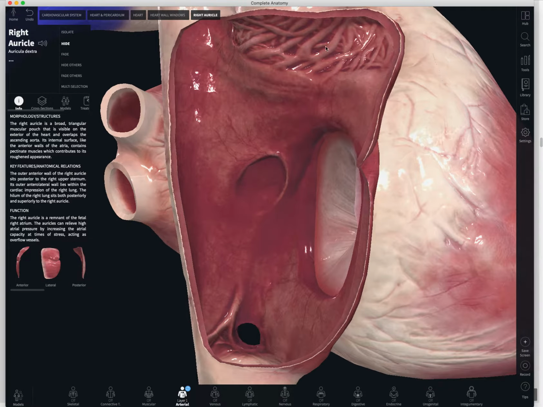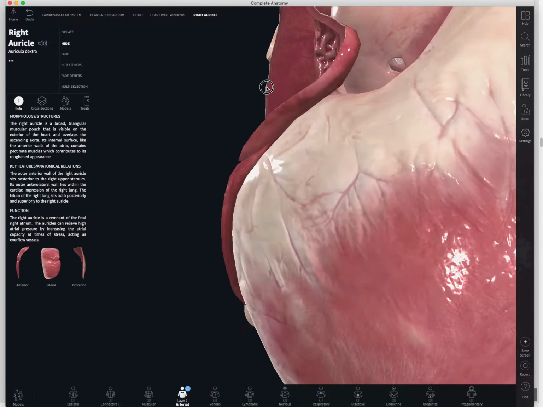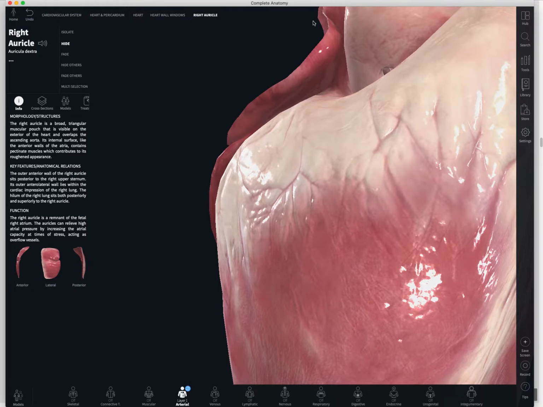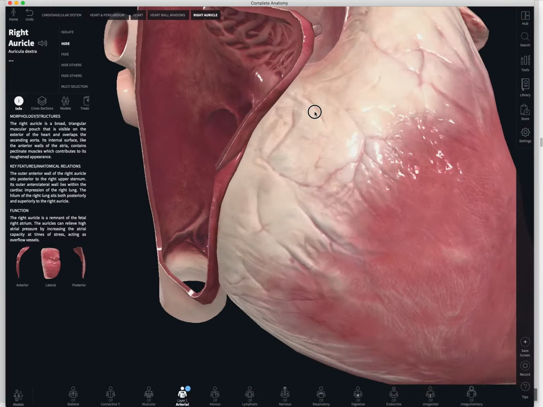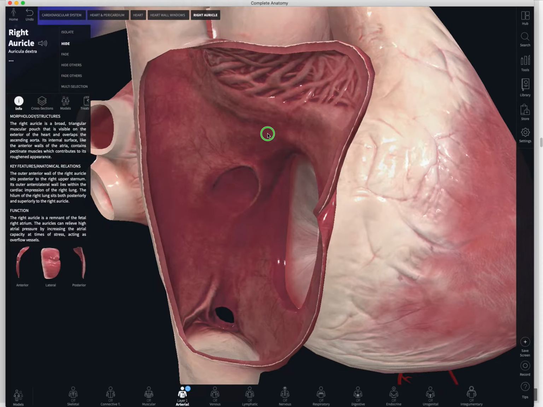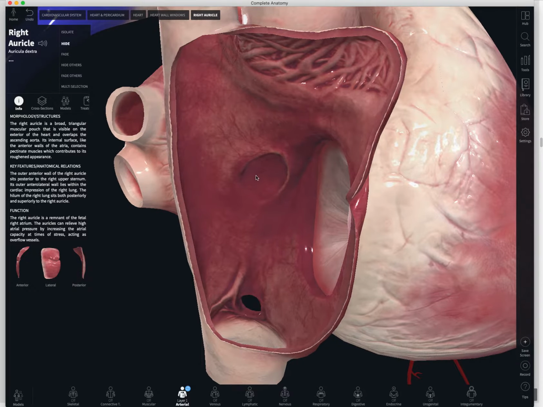On the interior wall of the right atrium, notice the ridges. These are the ridges of the pectinate muscles. And this protruding part is known as the auricle, the right auricle. And this region here is actually a wall that separates the right atrium from the left atrium. It's known as the interatrial septum.